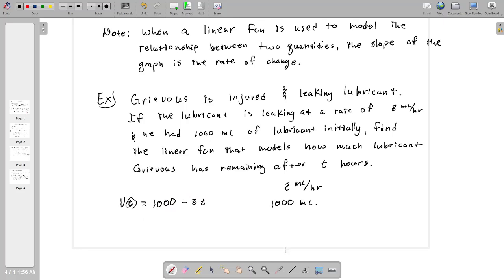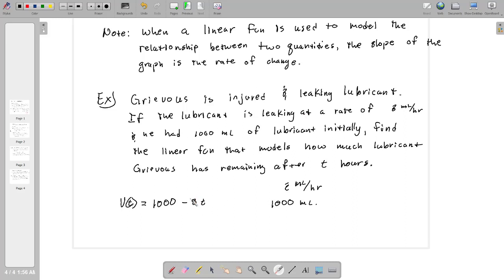Now, with the rates of change, you have to be careful. In the problem, it's not going to state whether it's a positive value or a negative value. You have to infer that from the context of the question. He's leaking lubricant means that we are losing volume. So it's going to be negative.